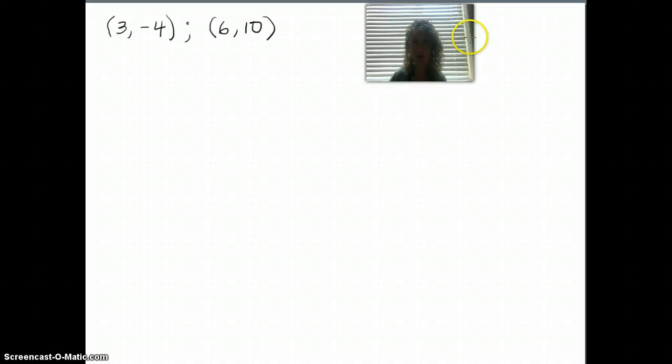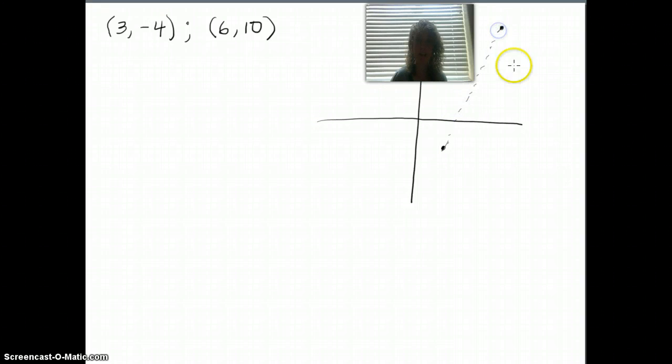So we know that if we were to draw a graph of these 2 points, we'd get something, and I'm just going to do this as an approximation. So we'll have over 3 and down 4, so we might have a point here, and then over 6 and up 10, so we might have a point here. And the question is, what's the distance between them? So I'm going to do a dotted line. We want to know what that distance is. Is it 12? Is it 5?